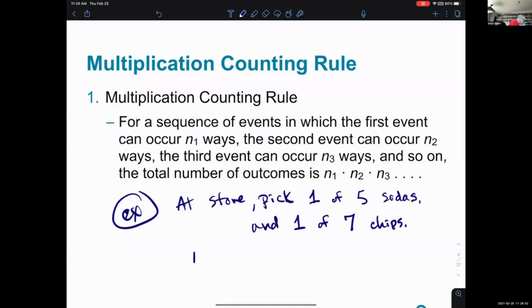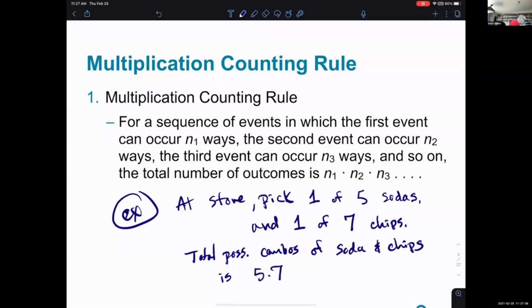So I would say something like total possible combos of soda and chips is 5 times 7 or 35. Somehow started erasing there.